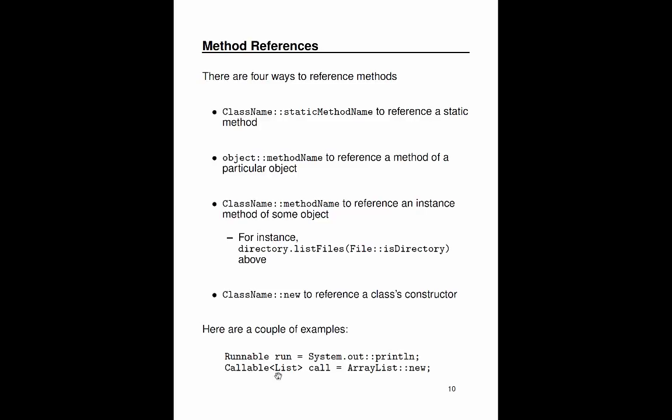Similarly, Callable is an interface that will create an object or get an object. I believe it's got a method called get. It's parameterized, so you can have a Callable of a List. And so this is a Callable that you can assign a reference to the zero argument constructor for ArrayList. So what this does is it provides an implementation of Callable whose get method will create a new instance of ArrayList. Again, a really nice compact language syntax.